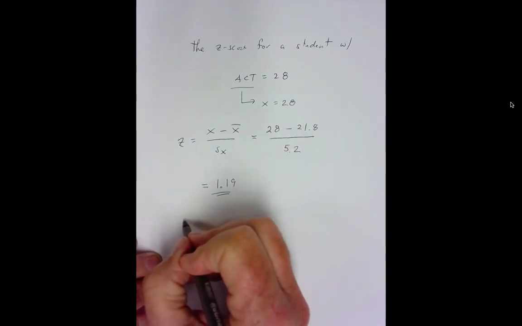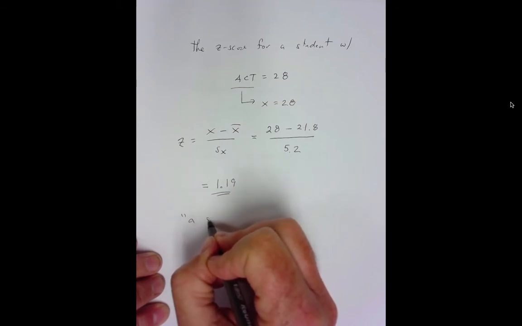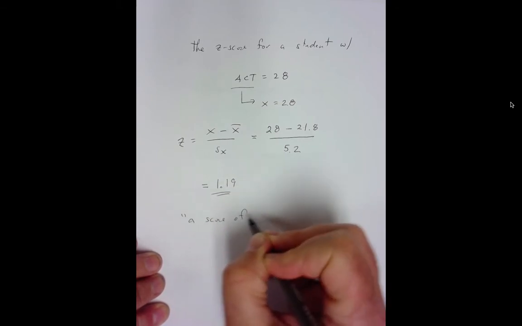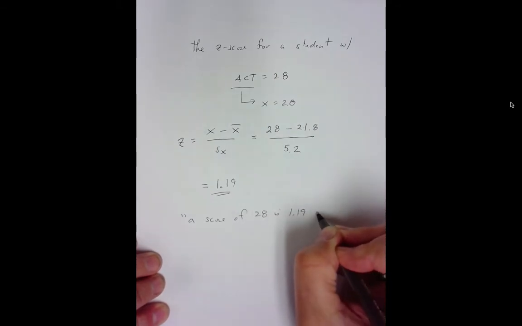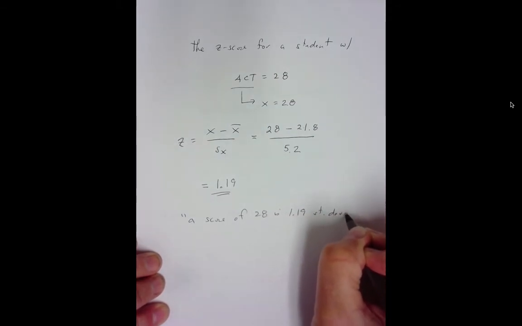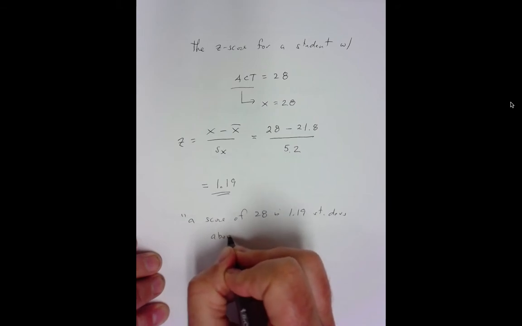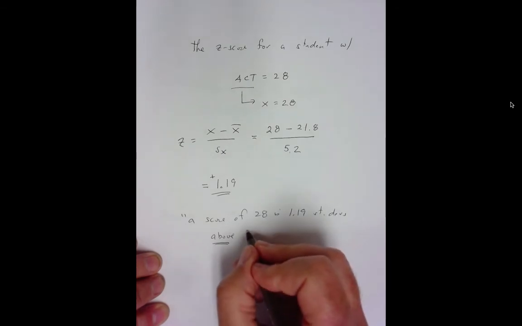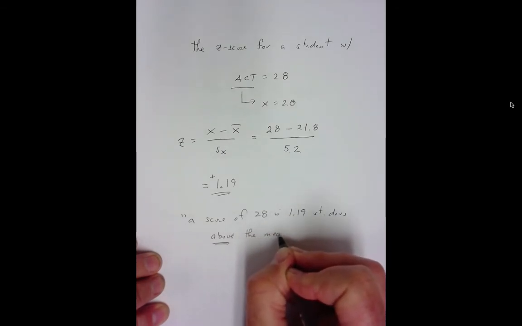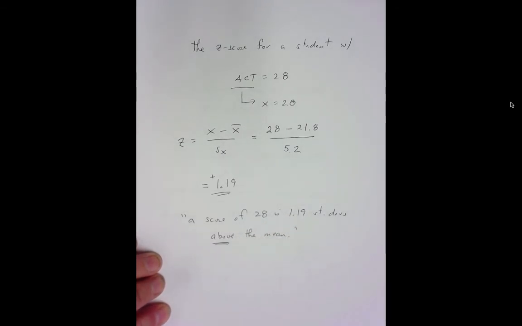This tells me that a score of 28 is 1.19 standard deviations above, because this is positive, the mean. Not too bad, right?